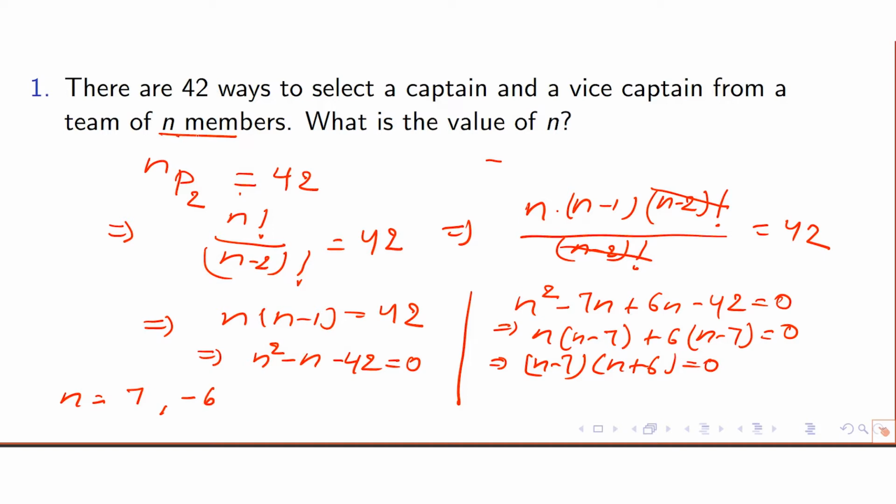Since n is the number of members, n cannot be negative, so minus 6 will be cancelled out, so n will be 7. The right answer is n is equal to 7.